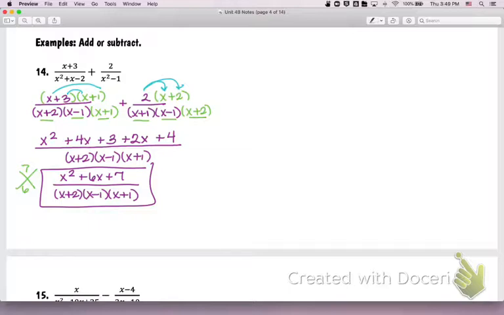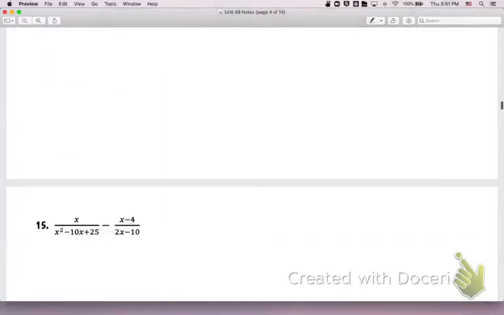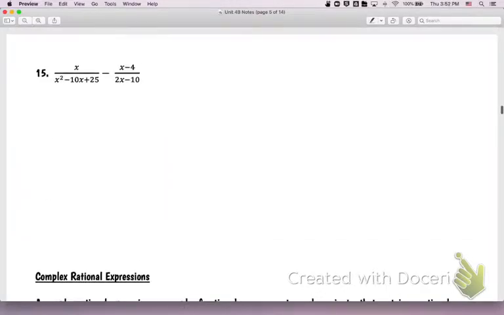This is definitely trickier. So let's look at another one. Number 15. This one has subtraction, but it's very similar. What I would like for you to do is pause your video and start by finding the factors and then see if you can decide what the common denominator needs to be. I'll pick back up here in 3 seconds.